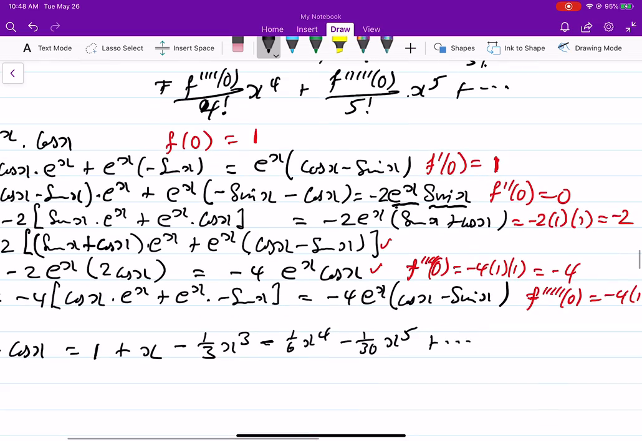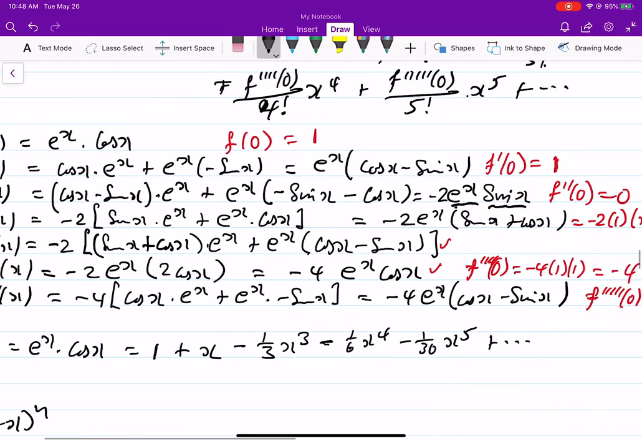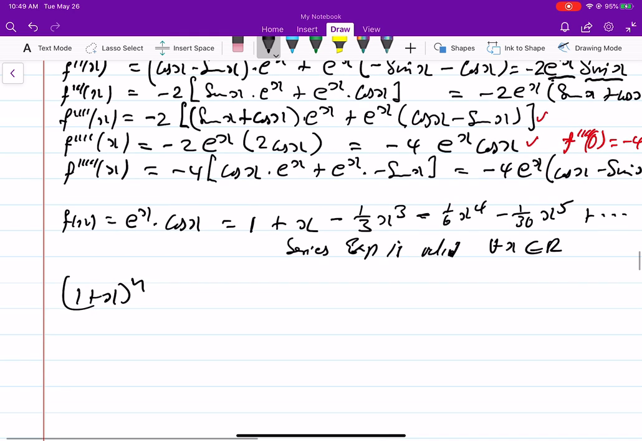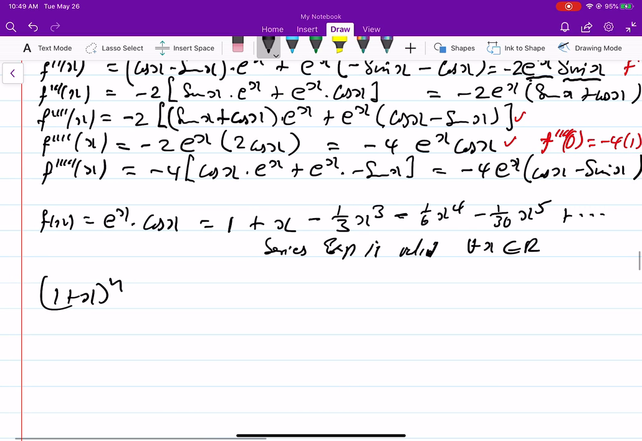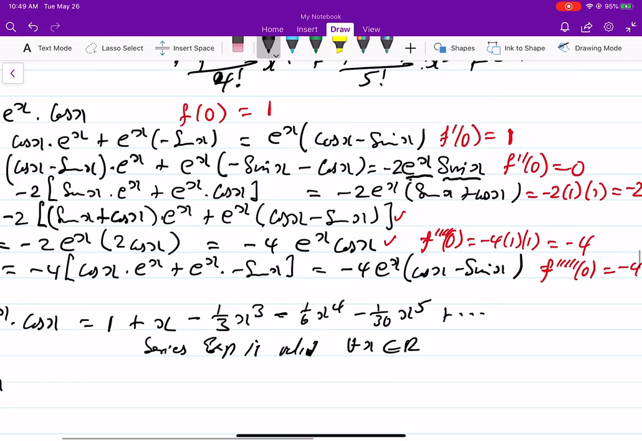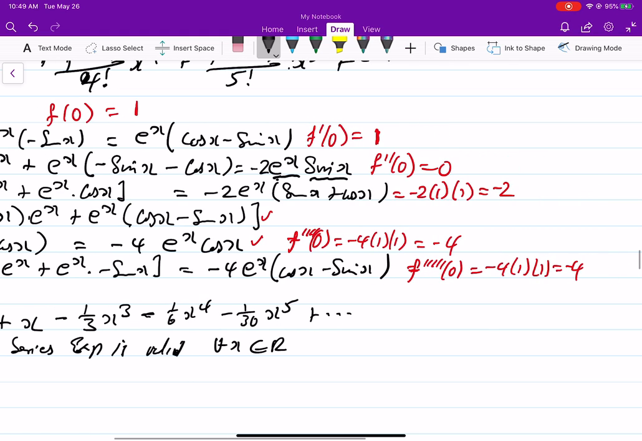E to the x is valid for all real values of x. Cos x is valid for all real values of x. And I have a feeling that this expansion is valid for all values of x that are real. There's a way I can double check that using another method, which I will show probably in another video, or when we meet online, we'll look at it. I think my differentiations are correct and my substitutions, but we'll see.